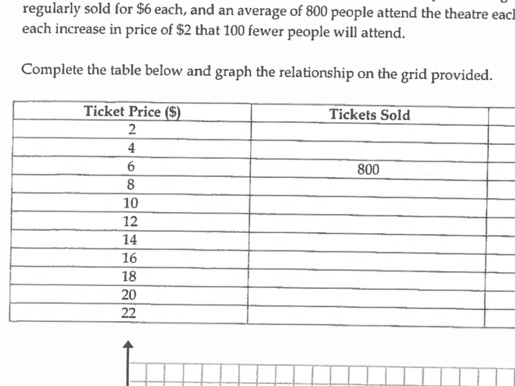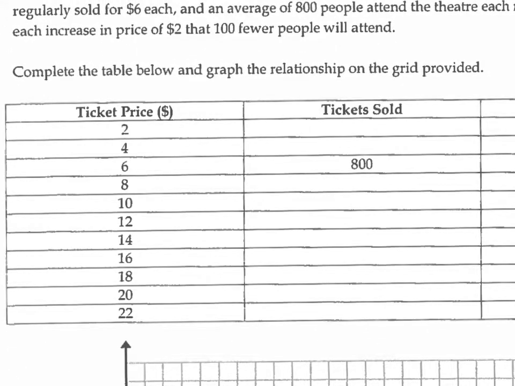So if we want to fill this information in, if you have an $8 ticket price, then you're only going to sell 700 tickets. If you have a $10 ticket price, you're only going to sell 600. If you go the other way and your ticket price is $4, you're actually going to sell 900. And if your ticket price is $2, you're going to sell 1,000. So fill in the rest of our number of tickets sold here. Okay, so this is what your numbers should look like.